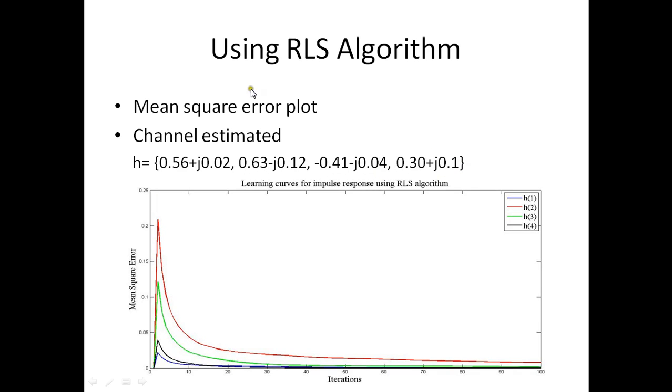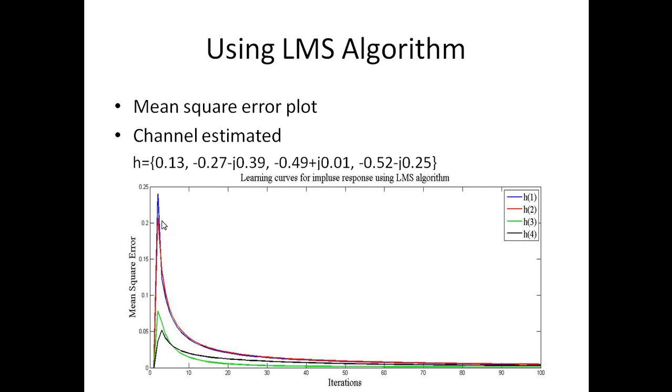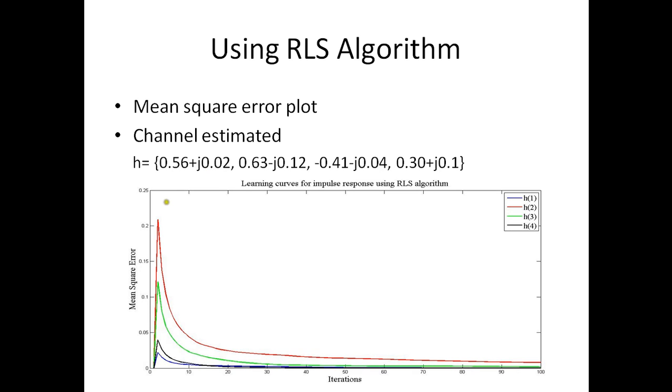Using the RLS algorithm, we get the following mean square error plot. Even here, they exhibit a similar pattern. h of 1 is shown by the blue curve, h of 2 by the red curve, h of 3 by the green curve, and h of 4 by the black curve. Here we see that the maximum mean square error is less compared to that of the LMS technique, where it is slightly greater, closer to 0.25. Here, the maximum is slightly greater than 0.2.